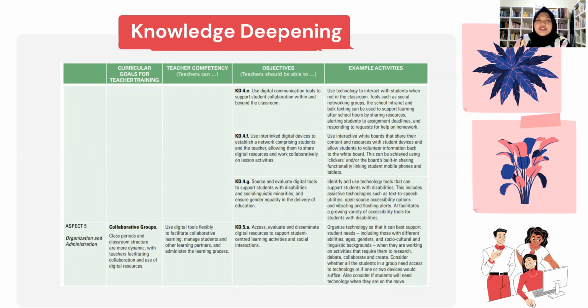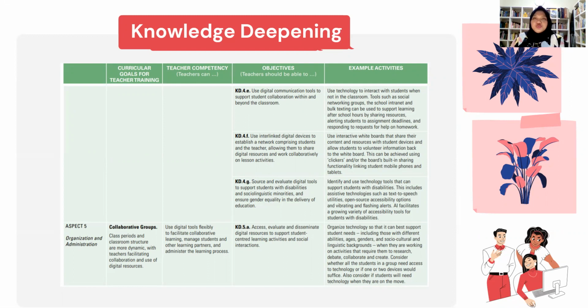The last objective of this aspect will be to source and evaluate digital tools to support students with disabilities and sociolinguistic minorities and ensure gender equality in the delivery of education by identifying and using technology tools that can support students with disabilities. This includes assistive technology such as text-to-speech, utilities, open source accessibility options, and vibrating and flashing alerts.